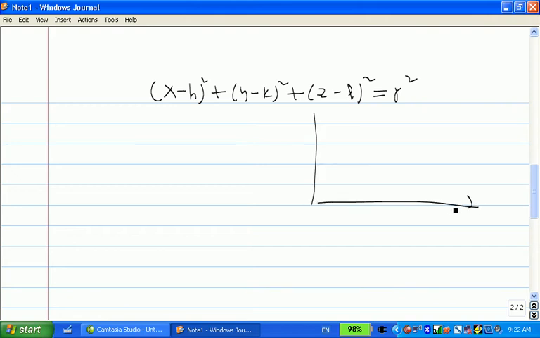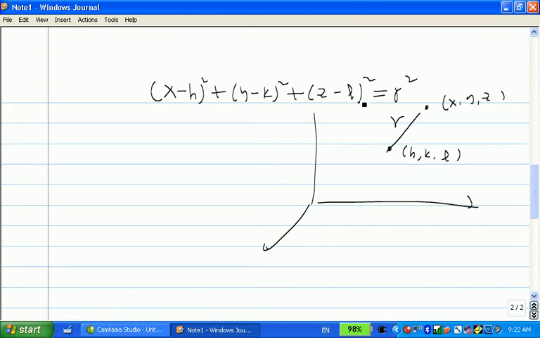Now this is three-dimensional space. This point is h, k, l. This point is x, y, z. If the distance from x, y, z to the given point is r, that's what this equation means.